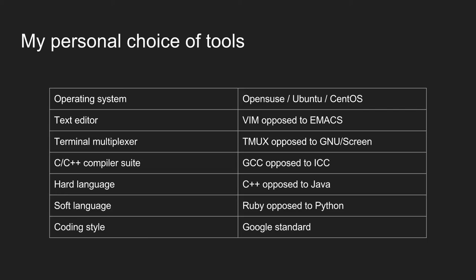So in my situation, what I found the most useful one is the operating system. I mostly use OpenSUSE or Ubuntu or CentOS, but I lean more toward OpenSUSE. That's a personal preference, actually. I don't really have any strong reason not to use Ubuntu or CentOS instead of OpenSUSE, but I just happen to use it. As a text editor, I'm a strong follower of VIM.